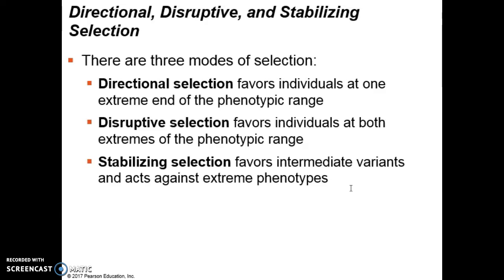You maybe talked about this as freshmen. We need to be able to discuss real life examples, and we need to be able to look at the graphs. We need to identify what type of selection we are seeing. What type of evolution are we seeing?